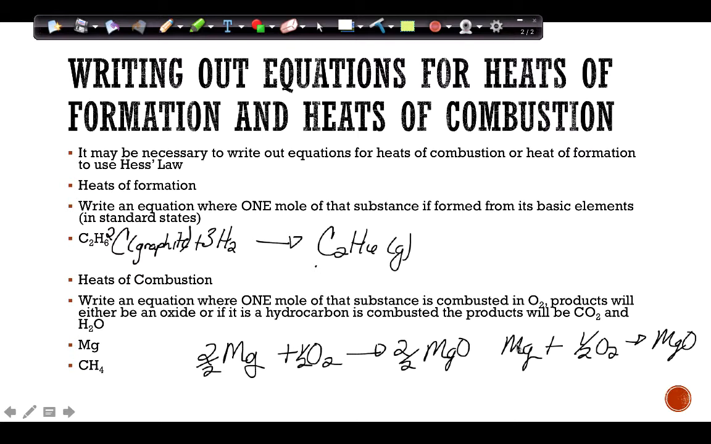And the reason we do this is because it's the energy to combust 1 mole of methane or magnesium, so only 1 mole. All right, so CH4. Well, if I combust that with O2, it's a hydrocarbon, so I'm going to make CO2 and water.